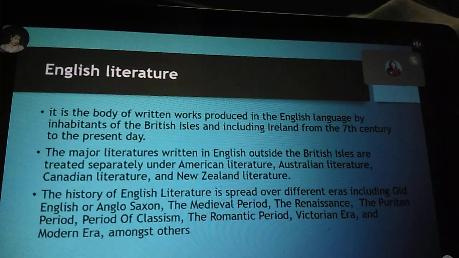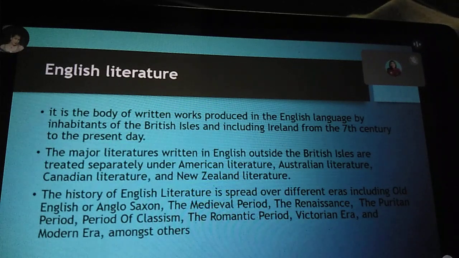The major literature written in English outside the British Isles are treated separately under American literature, Australian literature, Canadian literature, and New Zealand literature. So yung mga literature na kahit nakasulat sa English language, basta't hindi na-produce ng mga inhabitants sa British, ay tinuturing na different case na yon. Ito ay maaaring under sa American literature, Australian literature, Canadian literature, and New Zealand literature.